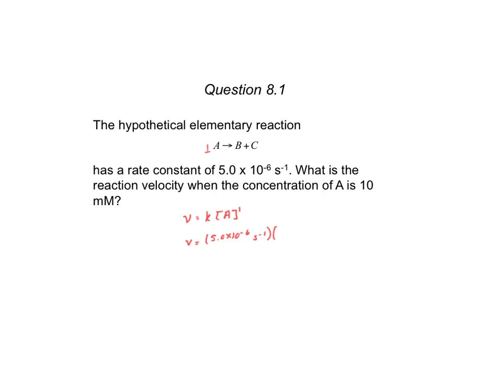Okay, so I plug in the rate constant, I plug in my concentration in molarity, right? So 10 millimolar is 0.010 molar. And I calculate this out, I end up with 5 times 10 to the minus 8 molar per second. You guys can see that at this point in time. Okay, so this is super simple, but there is a question just like this on the practice exam.